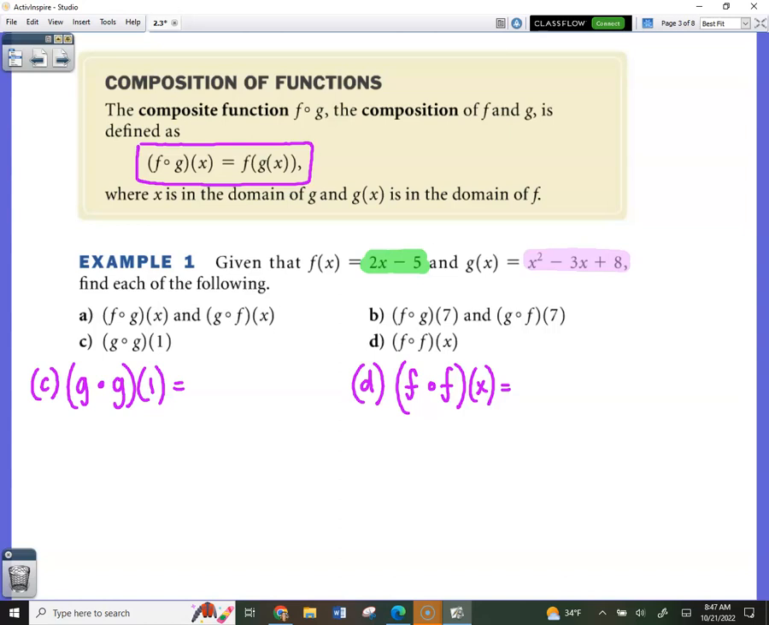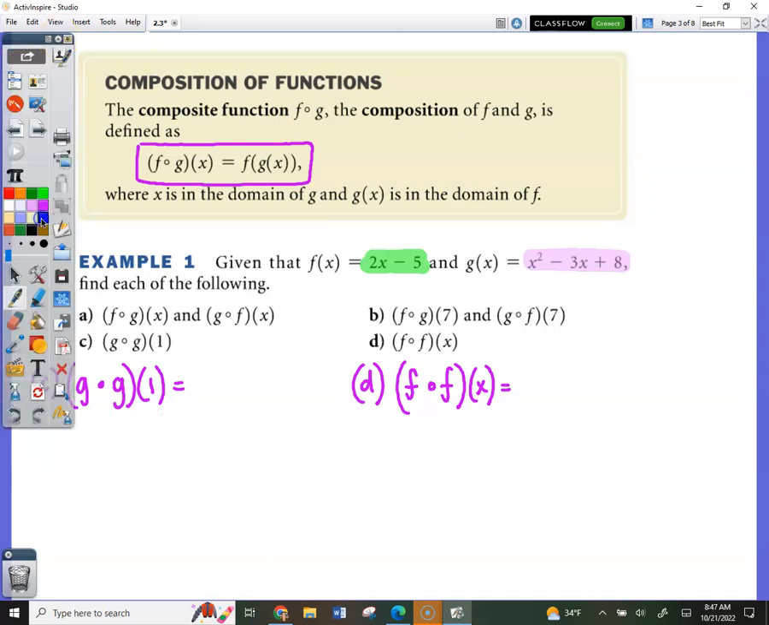Go back to what that little tip was on the last one where I said, find... I'm going to change colors here so it stands out. Find the innermost part first, because that's the one that's your input, right? So find g of 1 first. So g of 1 means I'm going to function g, and everywhere there's an x, I'm putting 1. And what do you get? 6. So g of 1 is 6.